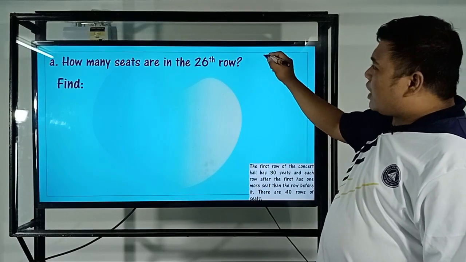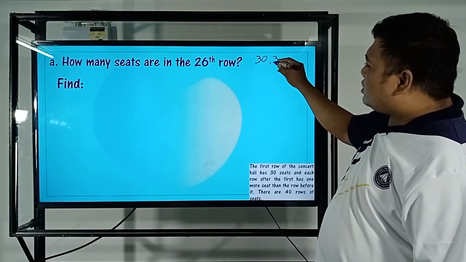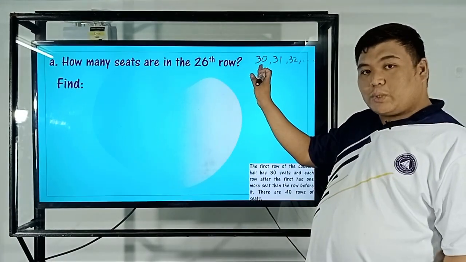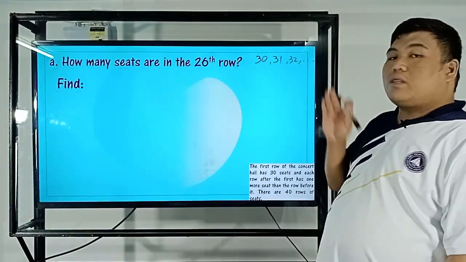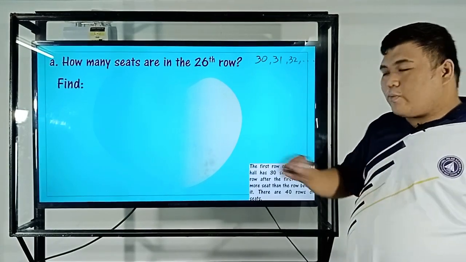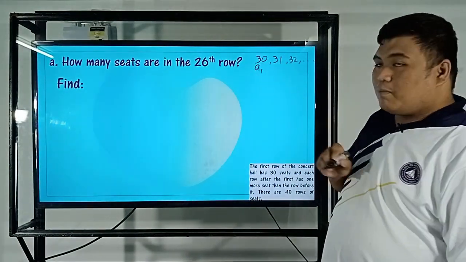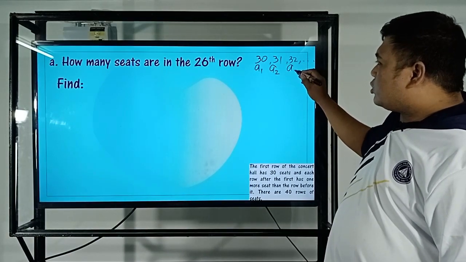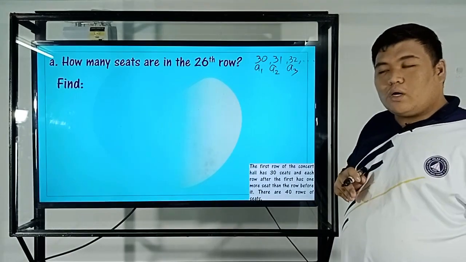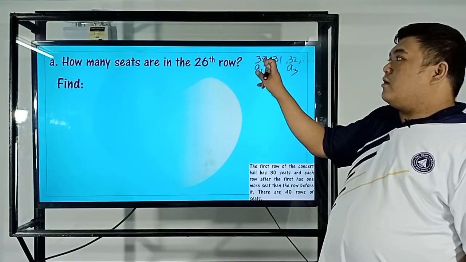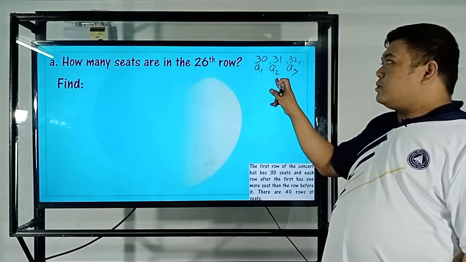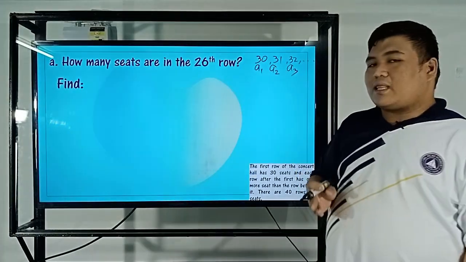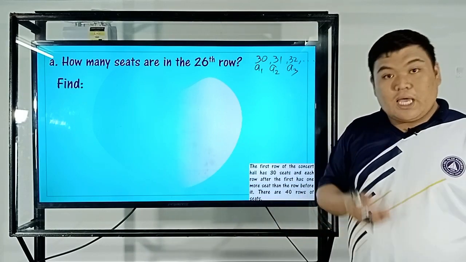Di ba kanina meron tayong 30, 31, 32, and so on. Ito yung number of seats sa first row, second row, third row. Kung gagawin natin yung sequence, si 30, si A sub 1, 31, si A sub 2, 32, si A sub 3, and so on. Si A sub 1, first row. A sub 2, second row. A sub 3, third row, and so on. Ang hinahanap sa atin ay yung pang 26th na row.